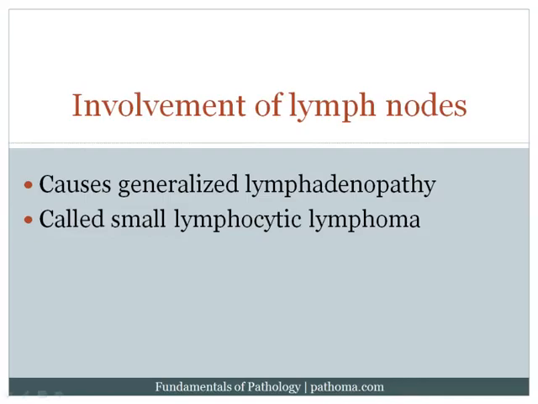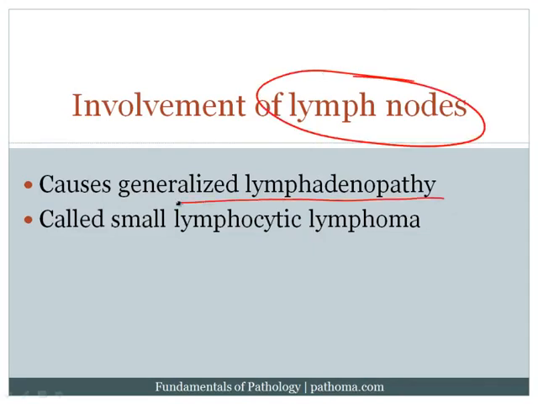Now, the lymphocytes of CLL can also do what lymphocytes normally do, and that is they can go to the lymph nodes. And so when CLL goes to the lymph node, that will cause generalized lymphadenopathy. At the same time, because the cells now involve the lymph node and are producing a mass, we'll actually call involvement of the lymph node small lymphocytic lymphoma. Again, oma referring to mass.